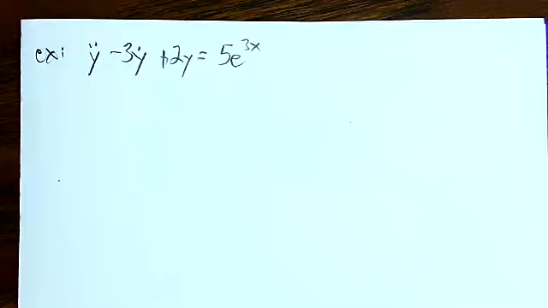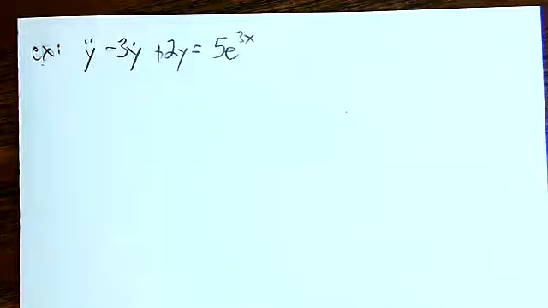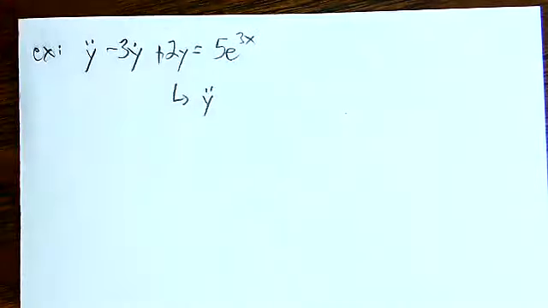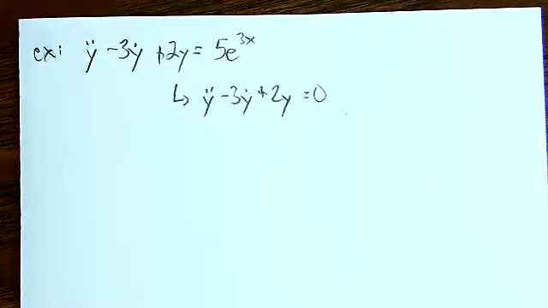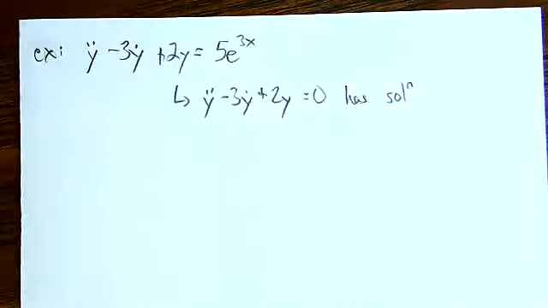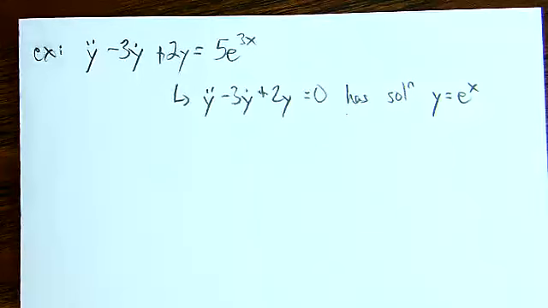We started looking at, well, what do we know about this? And then we thought, well, if we were looking at the homogeneous equation here, y double dot minus 3y dot plus 2y equals 0, that has solution y equals e to the x.